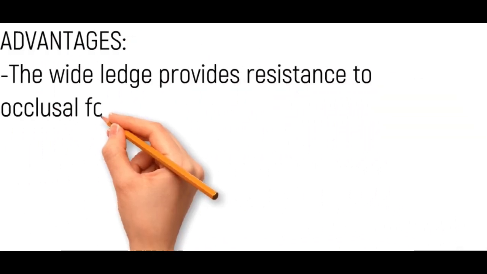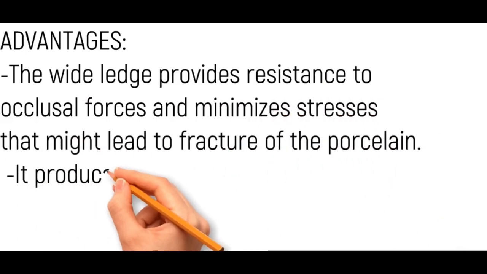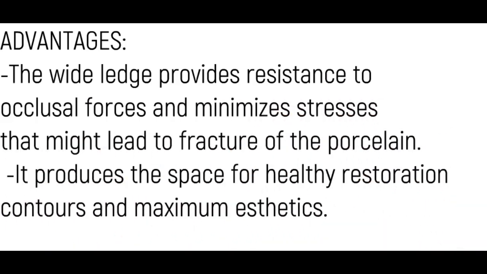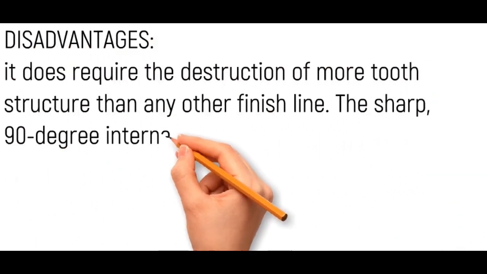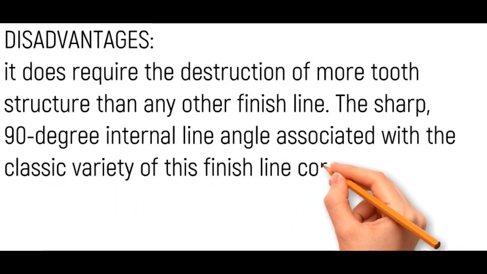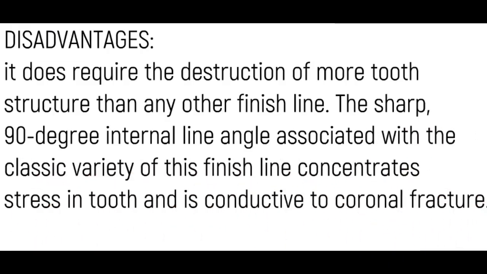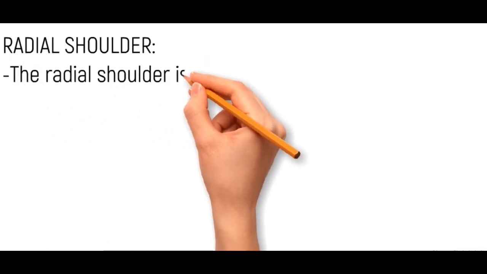The advantage of shoulder margin is that the wide ledge provides resistance to occlusal forces and minimizes stresses, that is, it does not lead to fracture of porcelain that we have just discussed in the disadvantage of heavy chamfer, and it also keeps the area clean as it is biocompatible. The disadvantage is that creating a ledge does require the destruction of more tooth structure than any other finish line, so it's not preserving the tooth structure, and the sharp 90-degree internal line angle associated with the classic variety of finish line conducts stresses in tooth.